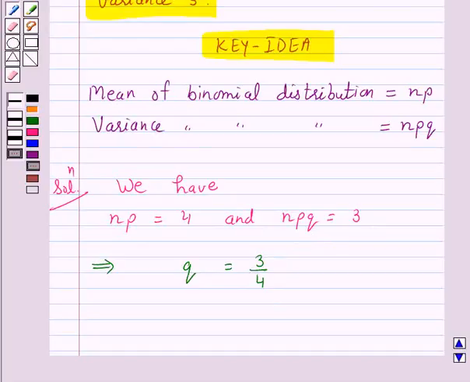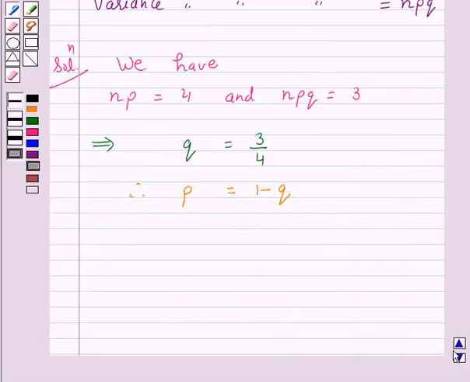Now we know that Q is equal to 1 minus P, or P is equal to 1 minus Q. So P is equal to 1 minus 3 over 4, which is again equal to 1 over 4. Now NP is equal to 4 implies N into 1 over 4 is equal to 4, and this implies N is equal to 4 into 4, which is equal to 16.